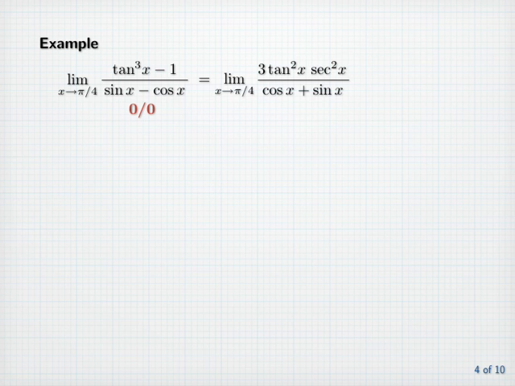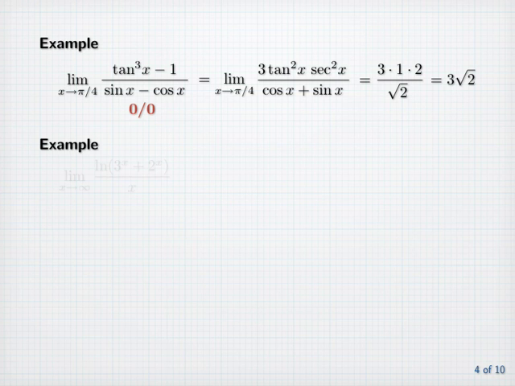So now notice that the denominator no longer approaches 0. Again, tangent of pi over 4 is 1. Secant of pi over 4 is 1 over cosine of pi over 4. So that's 2 divided by root 2. And when you square that, you get 4 divided by 2, or 2. So our numerator is 3 times 1 times 2. And the denominator is root 2 over 2 plus root 2 over 2, which is root 2. Now 2 over root 2 equals root 2, so this equals 3 times the square root of 2.